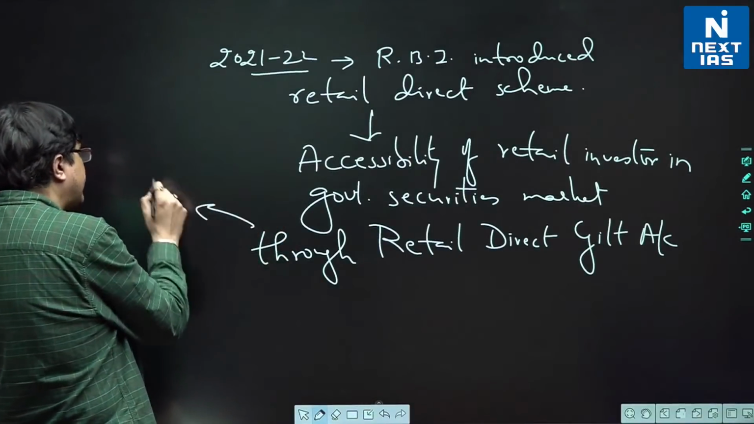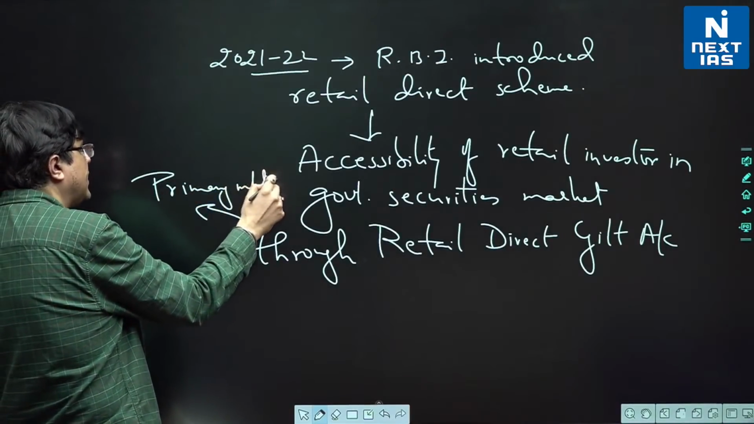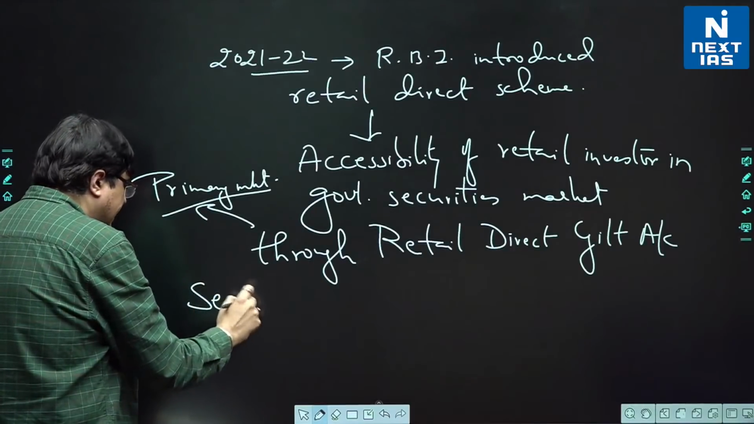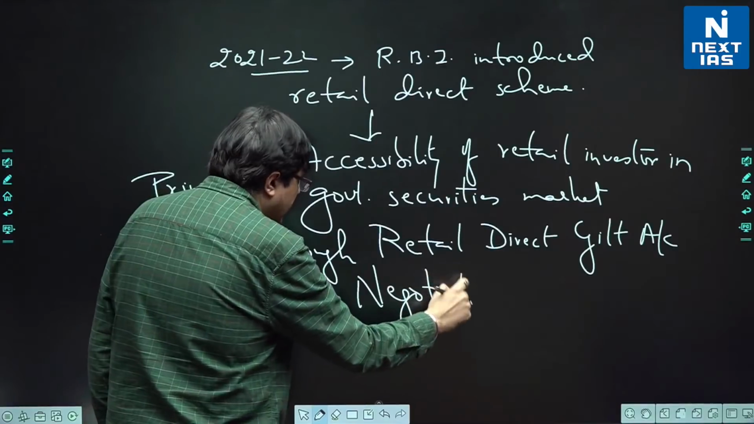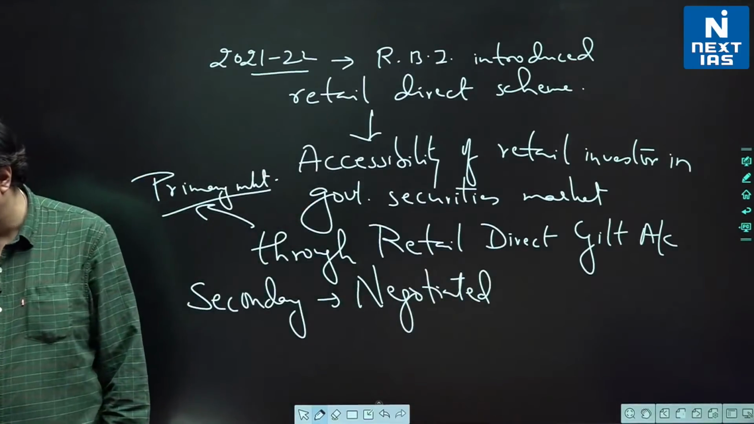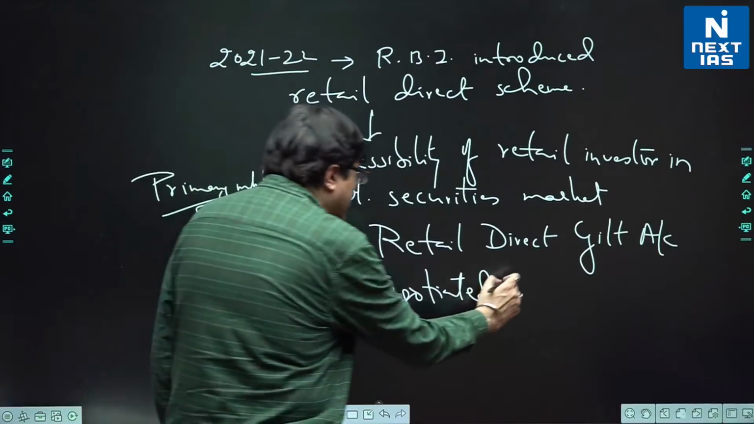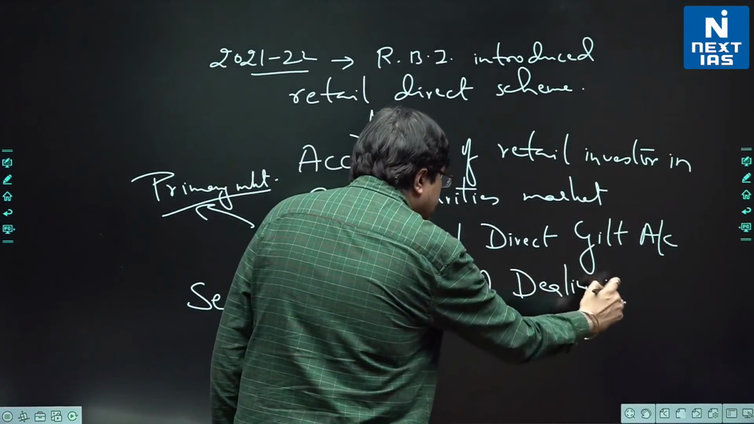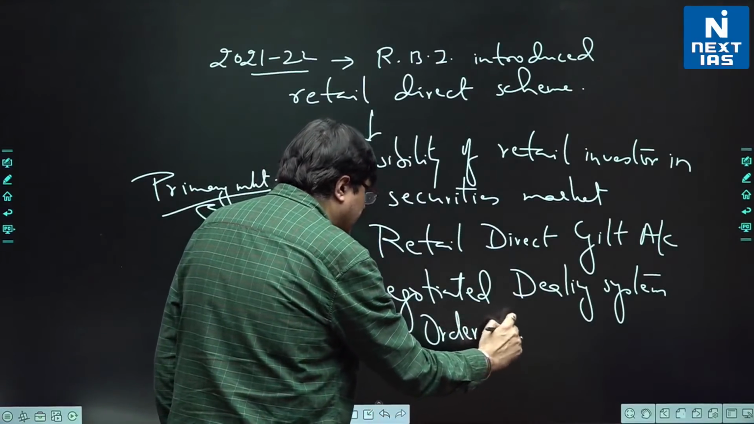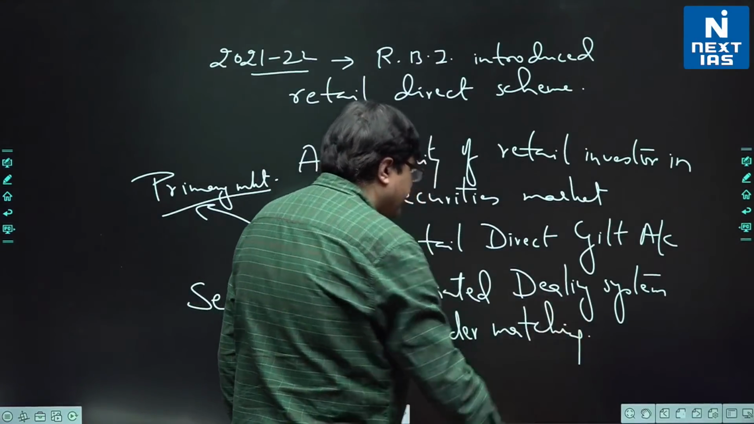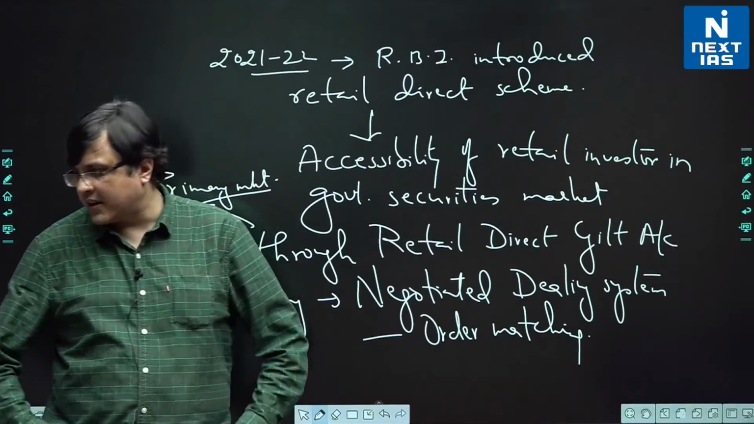So this is for primary market dealing, कि अगर पहली बार जब issue हुआ है तो retail investors खरीदें, and secondary market dealing is through negotiated dealing system order matching. This was the question that was asked in the prelims last year, so I don't think they will repeat it again. So these are the two things that have been done over the period, primary and secondary market.